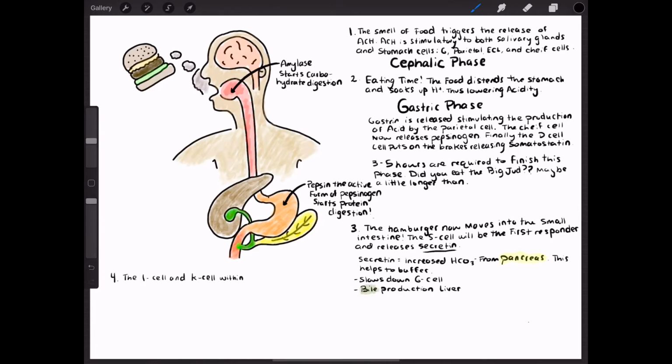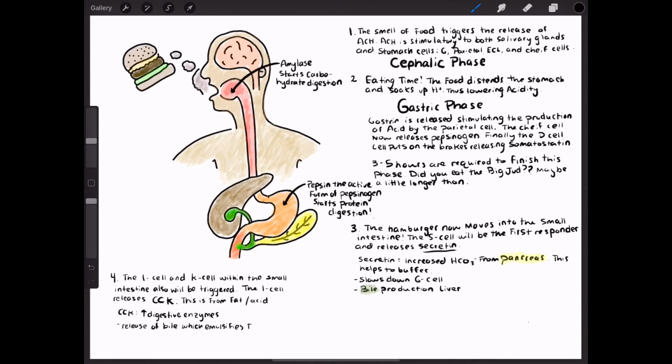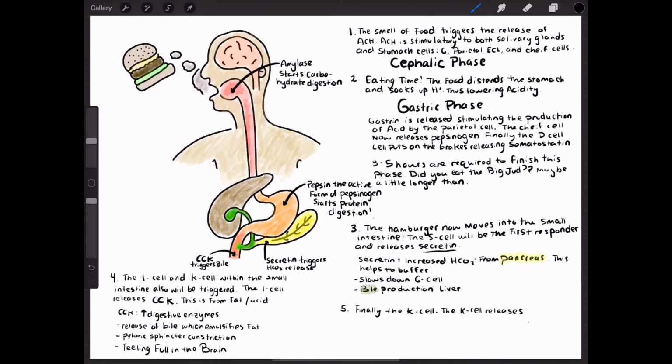Next, in step 4, the I cell and the K cell within the small intestine also will be triggered. The I cell is important as it releases CCK. This is from fat and acidity in the stomach, and it's going to increase digestive enzymes from the pancreas, release bile from the gallbladder, increase fat emulsification, and give us a feeling of fullness in the brain.